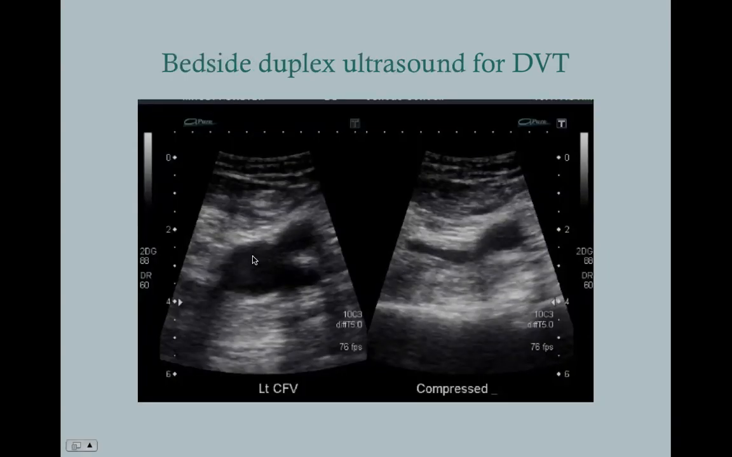So this is an example of a normal vein. This is a common femoral vein, and it looks like sort of right at where the saphenous vein comes in. And here it is with no pressure, and then here with direct pressure, and you can see that the vein is totally compressible.